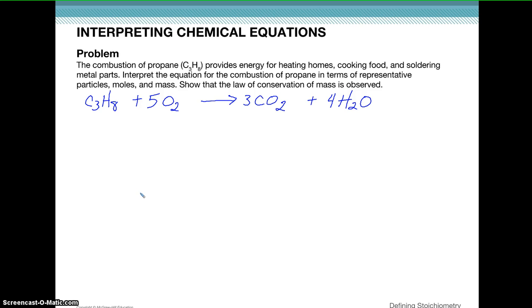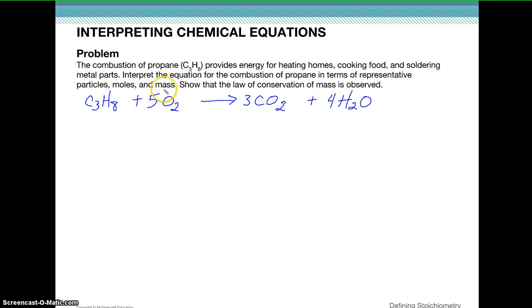Okay, so let's talk about what this equation means. It means that 1 molecule of propane reacts with 5 molecules of oxygen to produce 3 molecules of CO2 and 4 molecules of H2O. That's in terms of representative particles. Or we could say 1 mole of propane reacts with 5 moles of oxygen to make 3 moles of CO2 and 4 moles of H2O. That's in terms of moles.